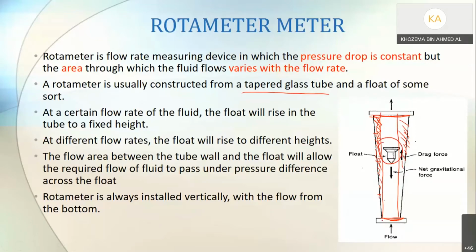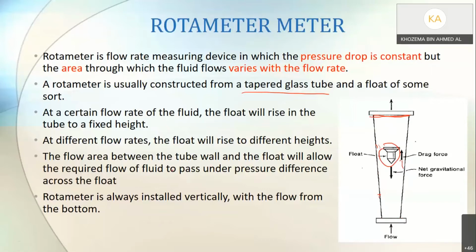Initially, when there is no flow, the float will be here. I will show you what happens in terms of the forces acting on this float. At a certain flow rate, the float will rise in the tube to a fixed height. At a different flow rate, the float will rise to a different height. So if you have a different flow rate, it will be at a different position. And based on the position of the float, you will measure what your flow rate is.